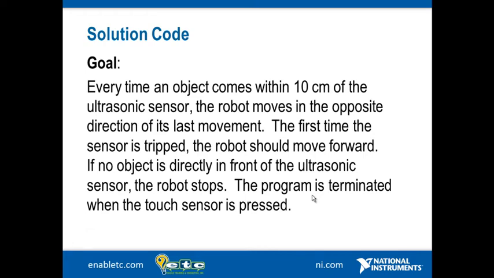So let's dive into now our problem statement. The goal here: every time an object comes within 10 centimeters of our robot, the robot moves in the opposite direction of its last movement. The first time the sensor is tripped, the robot should move forward. If nothing is in front of the robot, then it'll stop. And the robot will stop when the touch sensor is pressed.